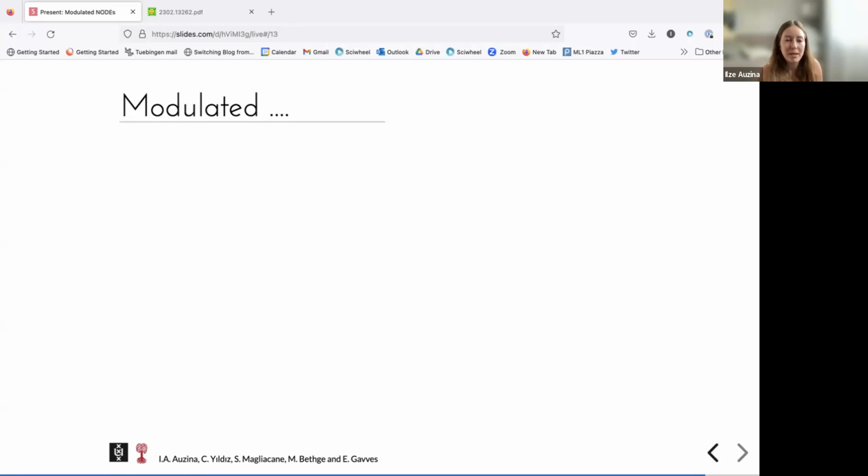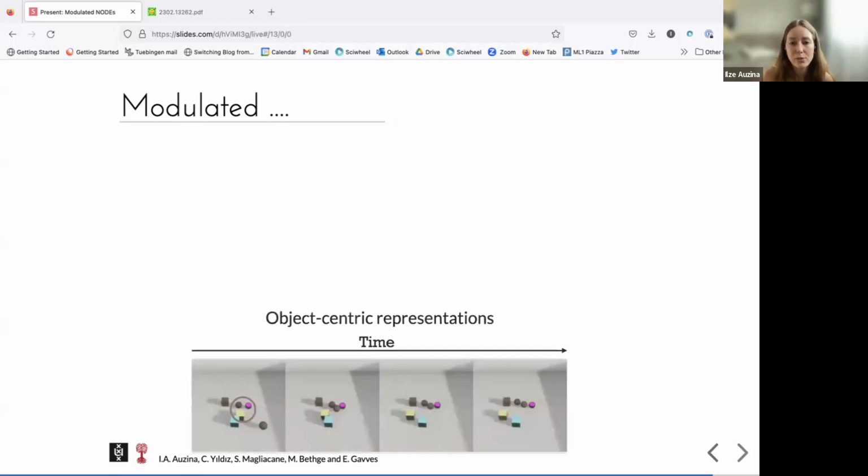Now, my last slide is looking into the future. What we propose is a framework, and in this paper we applied it with neural ODEs for modeling the dynamics. But I really believe, and it's where we're looking in the next steps, that this modulated framework can also be extended to other models that currently don't capture such information.